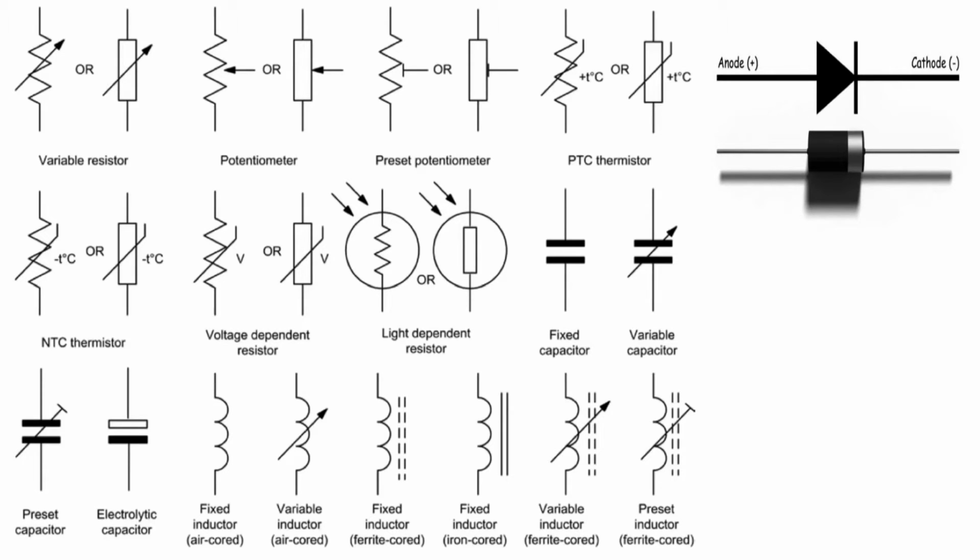Finally, the large symbol with the line at the top of the black triangle is the symbol for a diode. A picture of an actual diode is shown under the symbol. We'll learn about diodes later when we discuss semiconductors.